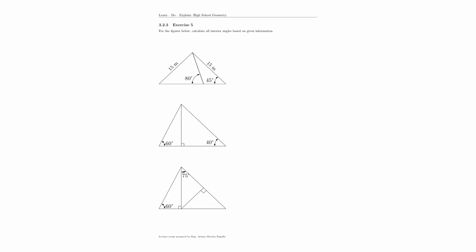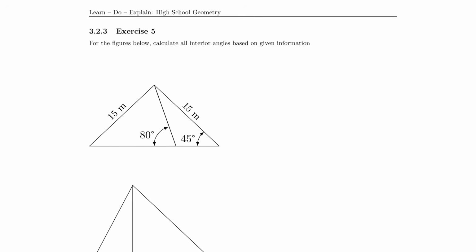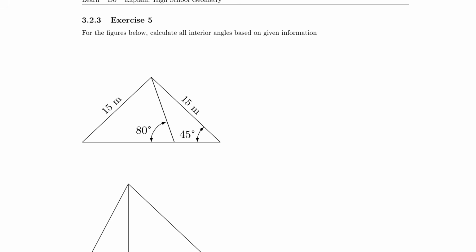Okay, so now we encounter a more difficult type of exercise. It says for the figures below, calculate all interior angles based on the given information. Okay, so what do we have in the first problem? Here we can see we have a big triangle, a medium triangle, and a small triangle.